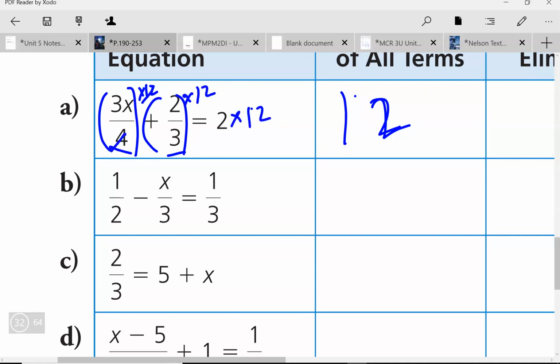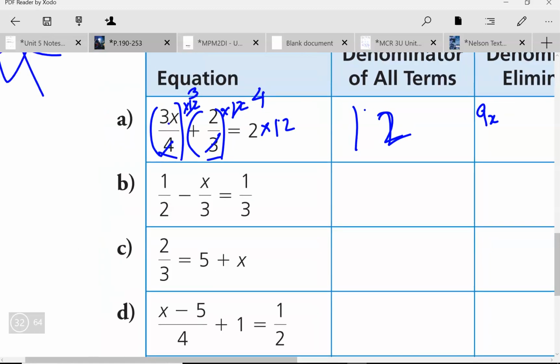So cross cancel, 4 and 12 is 3. 3 times 3x is 9x. Plus 8 equals 2 times 12 is 24.